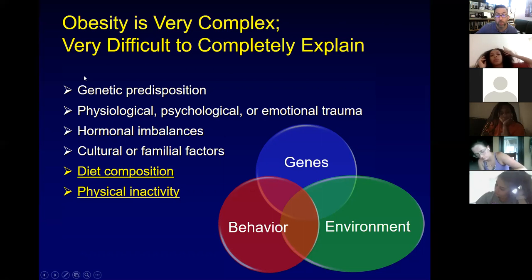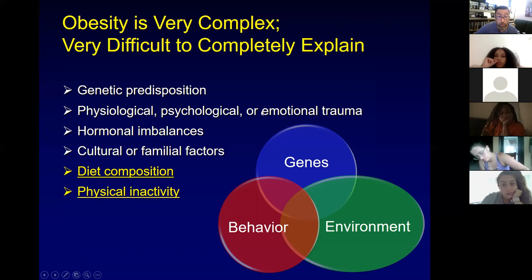We know that there are different physiological and psychological issues that may play a role. You can have hormonal imbalances. Like if you have low amounts of thyroid hormone, that's going to be a change in your physiology that is going to predispose you to being obese. If you have very high levels of thyroid hormone, you can be real nervous and twitchy, but you're probably not going to be obese because of all of that.